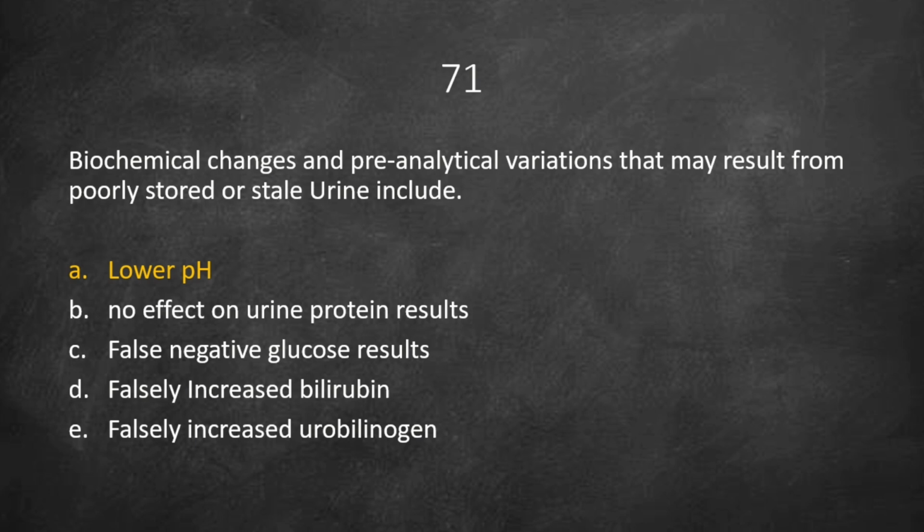but not always the case, because you may have a situation where there is no glucose in the urine at all. So this answer, we cannot depend so much on it. Okay, then if you look at option D, says falsely increased bilirubin. This one is incorrect. That's not an answer, because bilirubin is unstable in urine and can degrade if the urine is not properly stored.